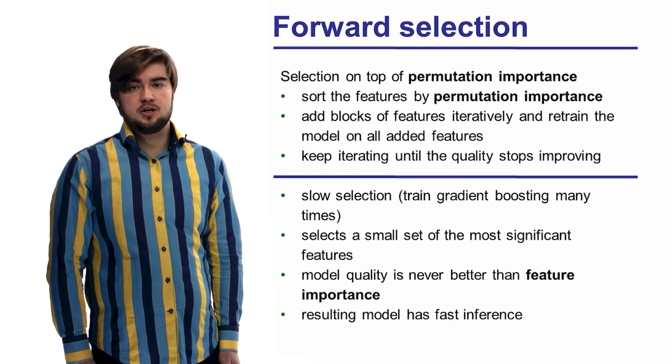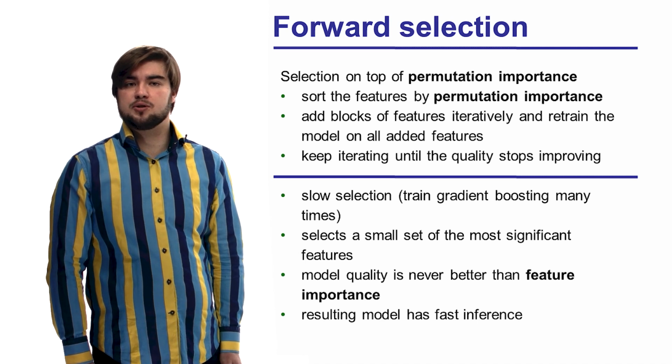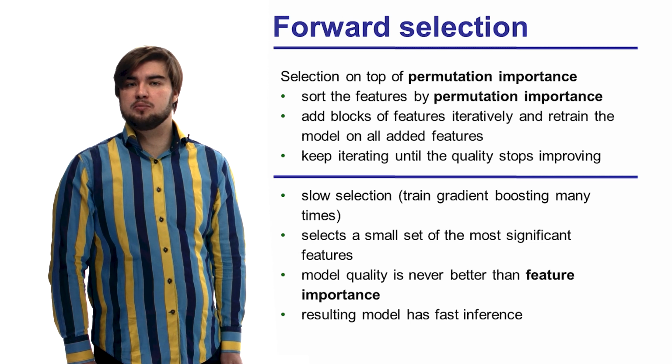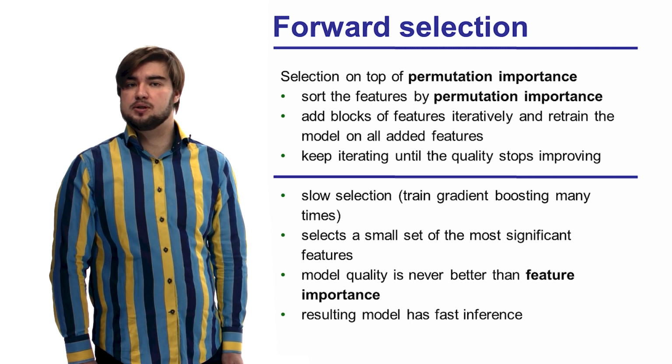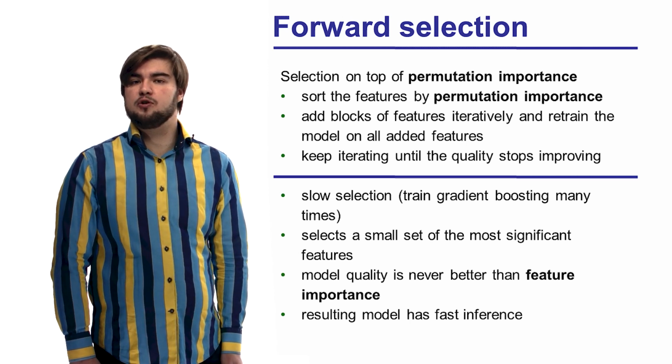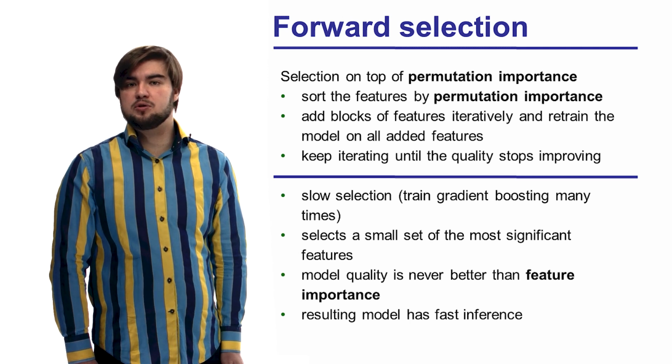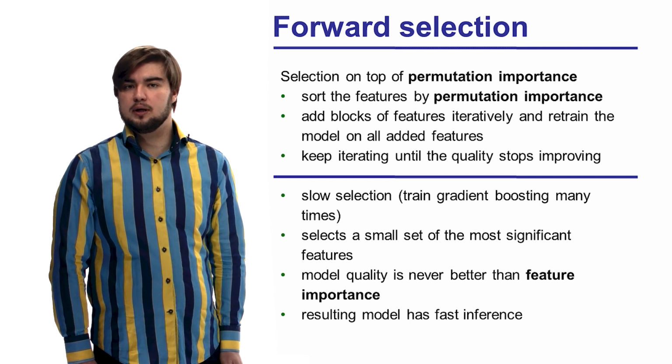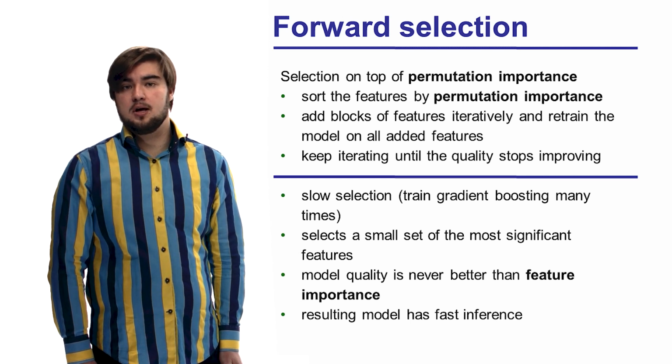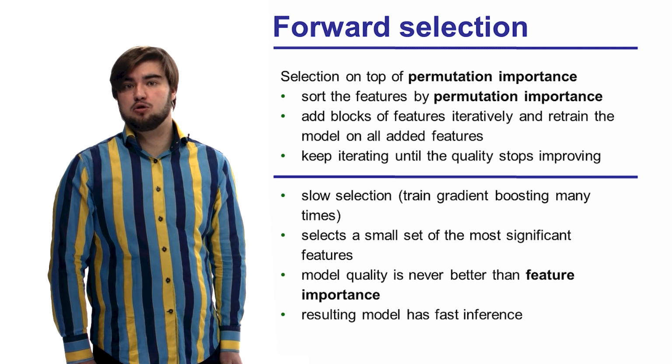Another strategy is forward selection, which works on top of permutation importance. All features are sorted by the value of permutation importance. Then we add blocks of features iteratively and retrain the gradient boosting on all added features. These iterations continue until the model quality stops improving. The rest of the features are dropped.